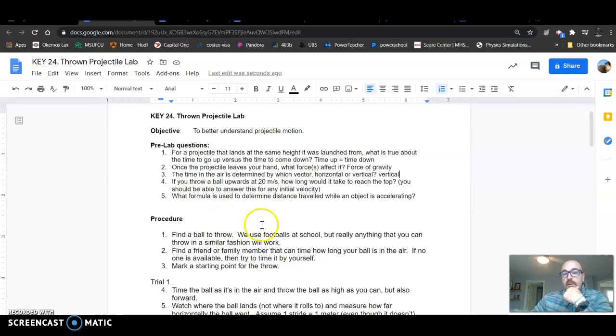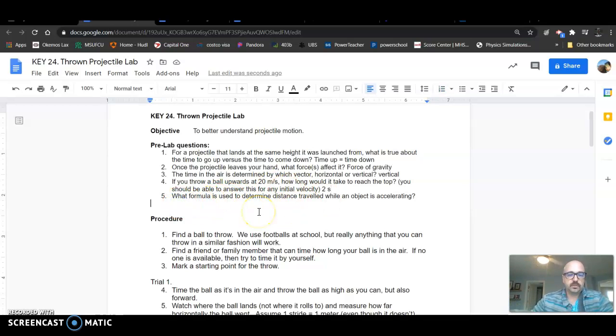So if I throw a ball upward at 20 meters per second, how long does it take to reach the top? So that's going to be 2 seconds, and that goes back to it's accelerating downward at 10 meters per second per second. So if I throw it upwards at 20, it's 1 second later it's going to be 10, 2 seconds later it's going to be 0 meters per second velocity. So it's going to be at the top.